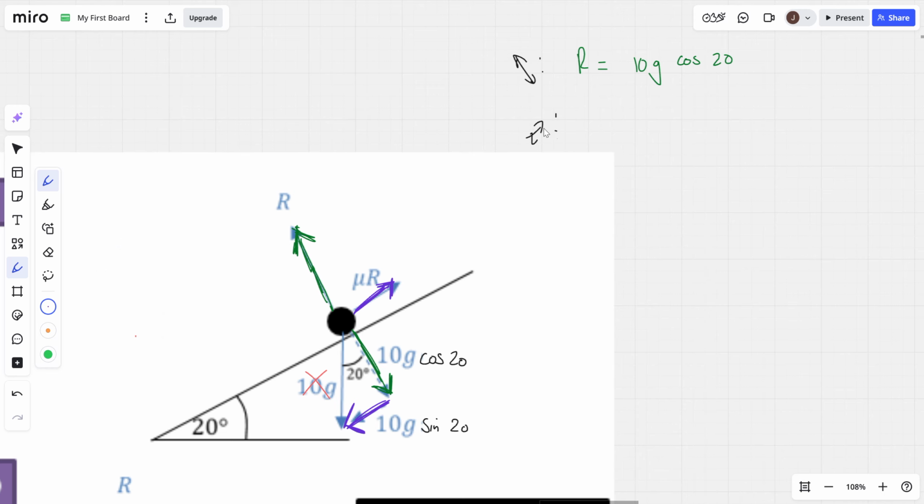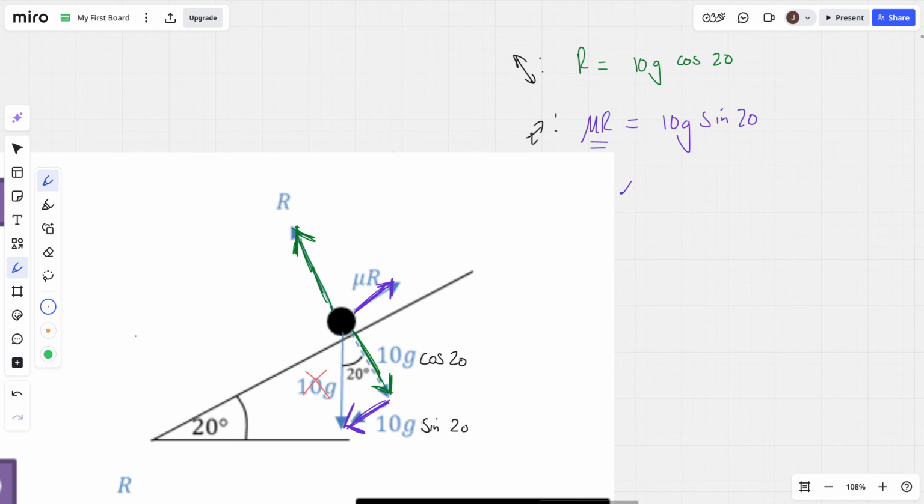So let's write that one down now. So mu R equals 10g sin 20, and that's because it was in limiting equilibrium. That's why we're using mu R and an equal sign rather than less than or equals or something like that. Okay. So how are we going to find mu?